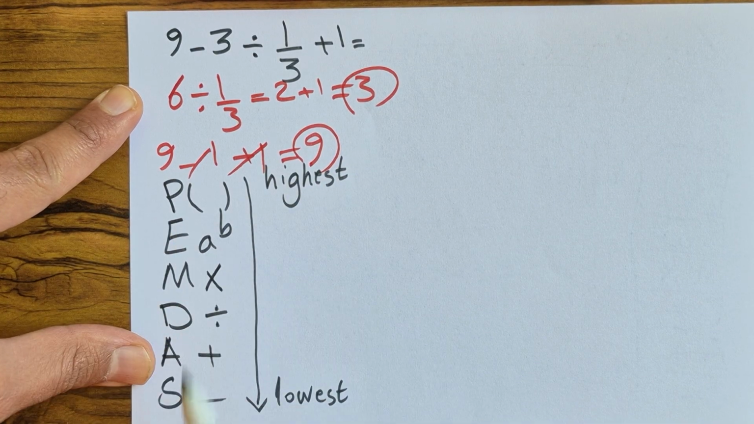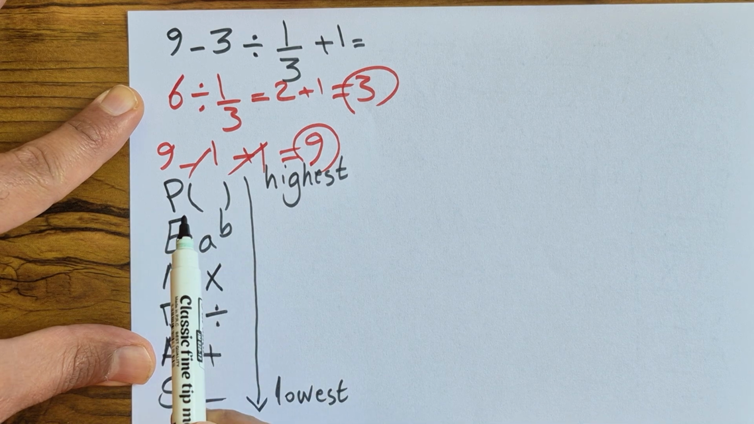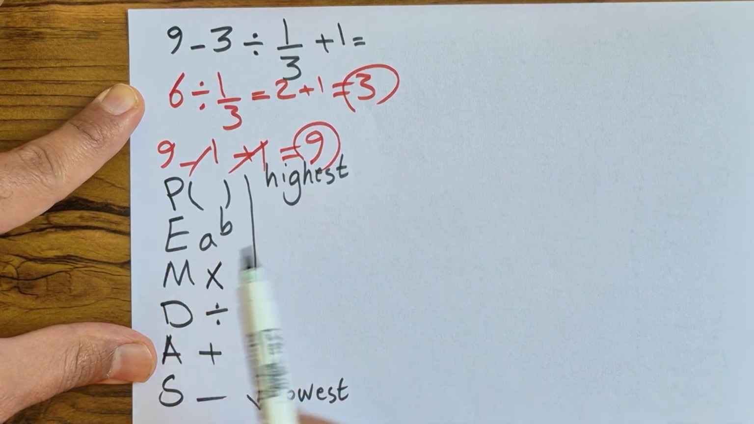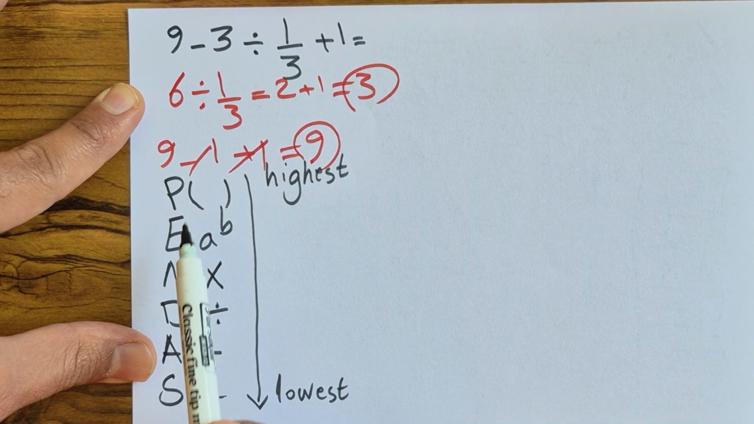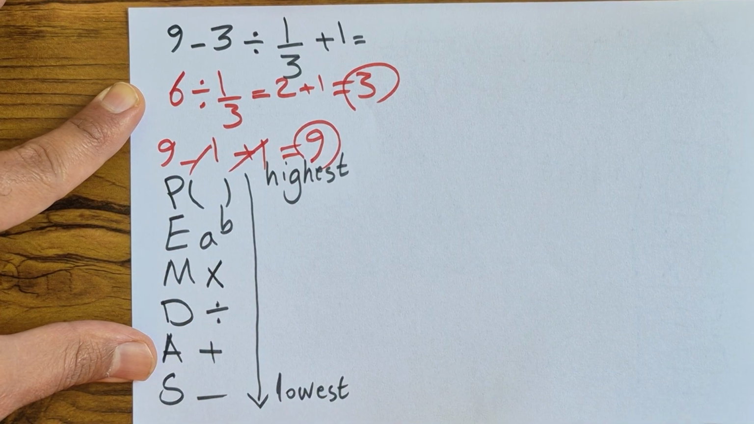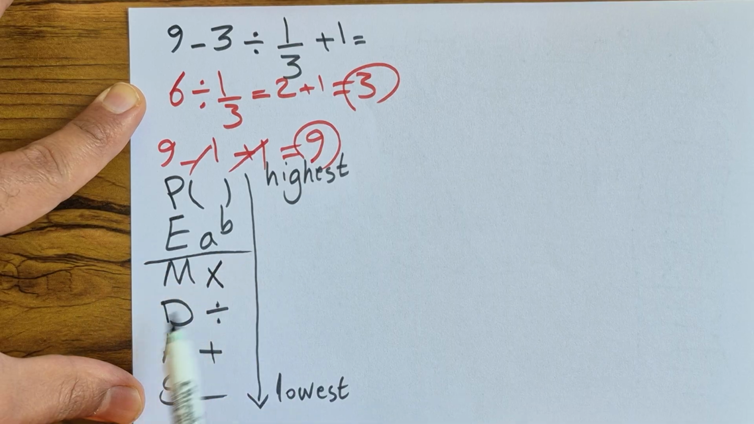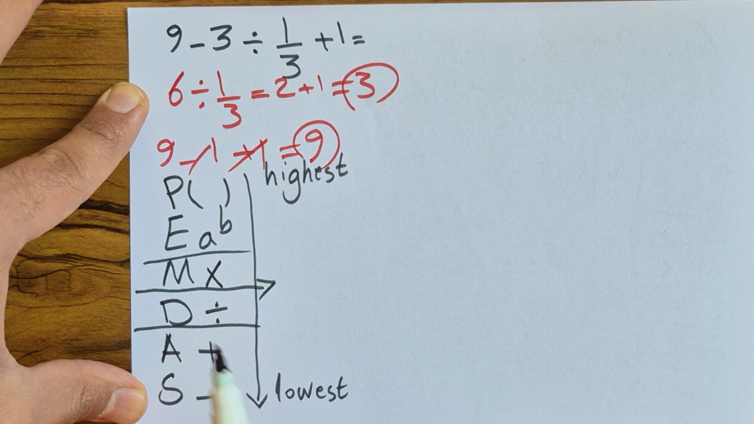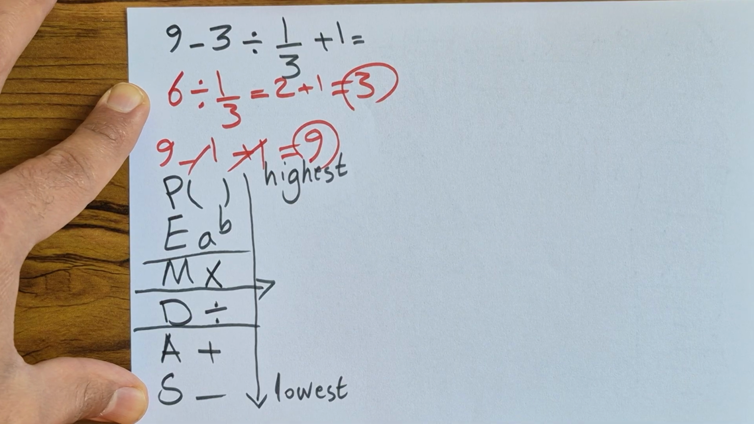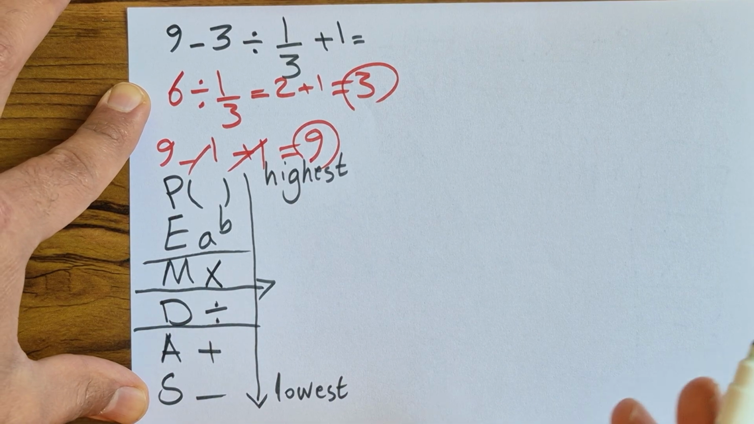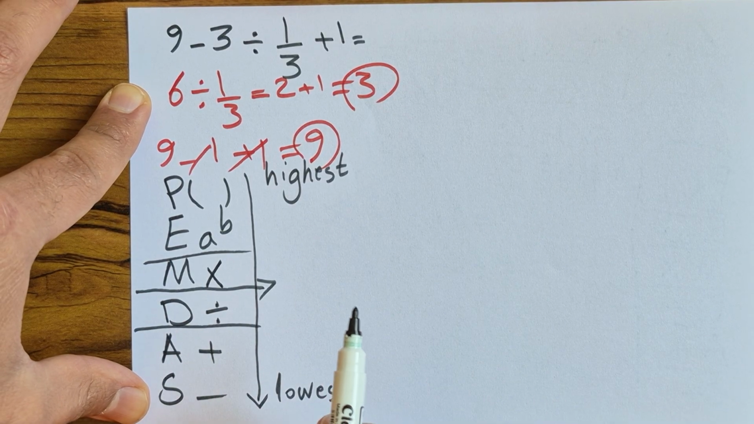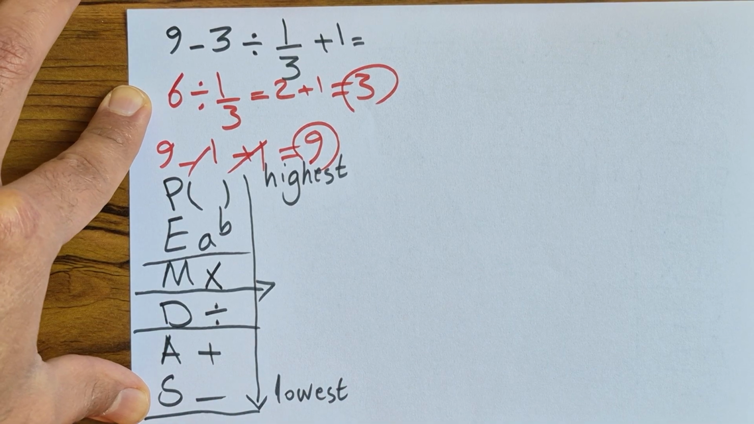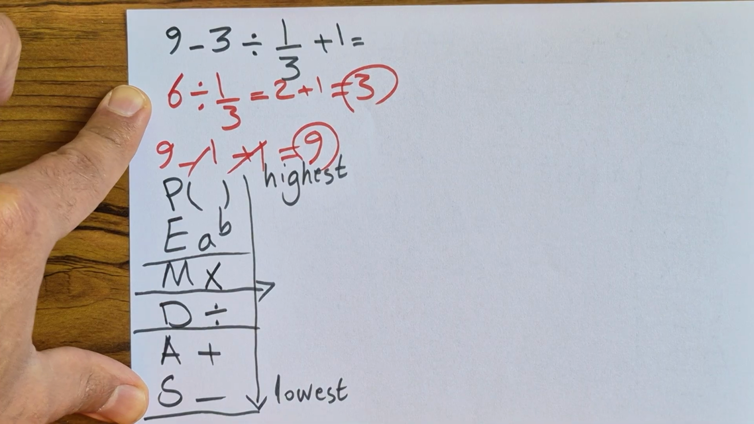So according to PEMDAS, parentheses have the highest precedence of them all. Then, after doing the parentheses, you must do exponents if there are any. Then multiplication and division, they have the same priority. Keep in mind, this is very, very crucial. So MD or DM does not matter at all. Whichever you see first, go from left to right, the same for addition and subtraction.